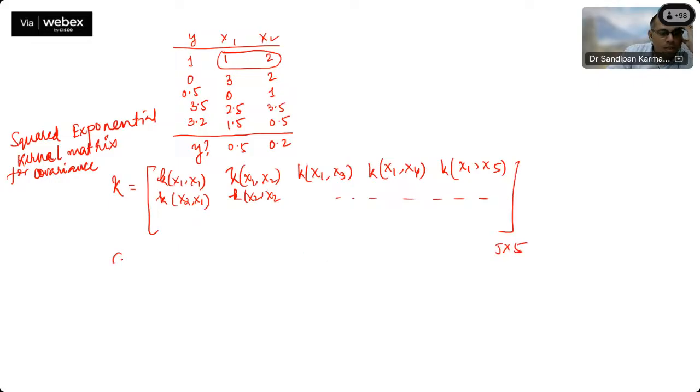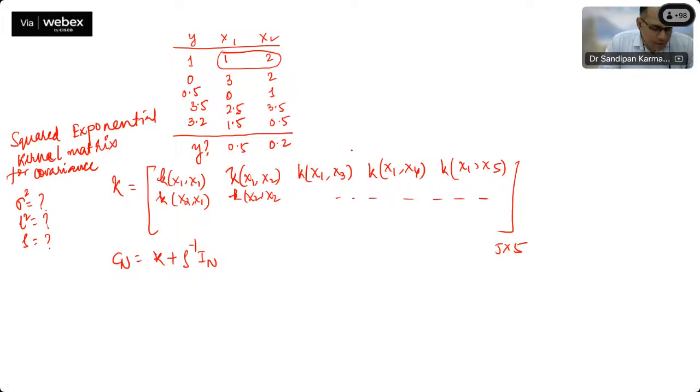Now Cn will be K plus rho inverse times I. This rho you have to assume to start with. So three things you are going to assume: sigma square, L square, and rho also. Sigma square and L square will be required to calculate the kernel values, and Cn will be calculated using this K matrix and this rho inverse.